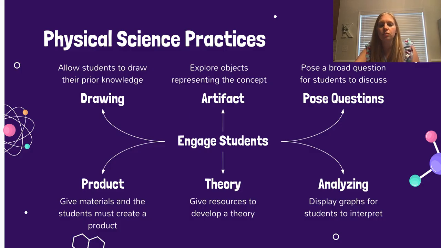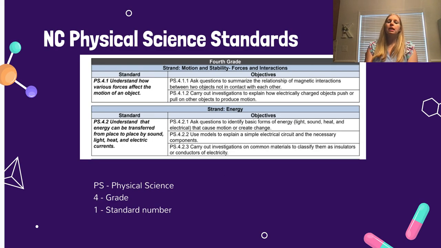So these are ways to engage the students. Now we're going to look at the NC standards. I know that you've probably already seen these, but I wanted you to truly understand what each little part means. So PS is physical science. So you'll see up here, this is a 4th grade example.